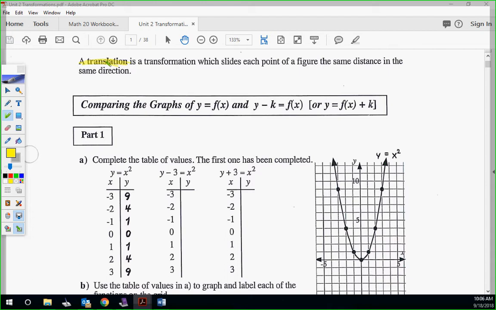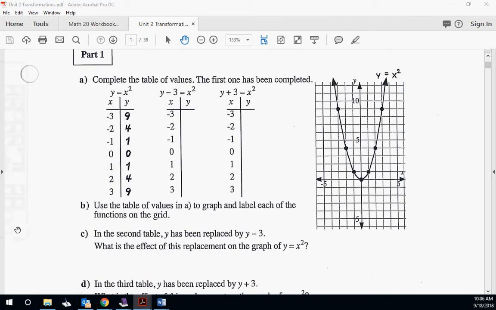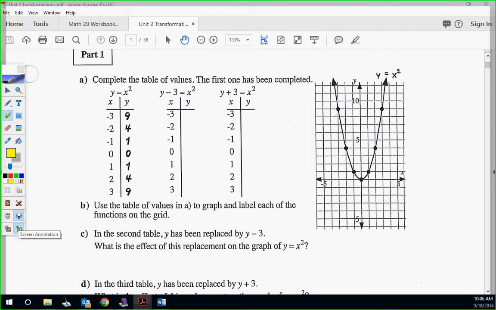Okay? So compare the graphs of y equals f of x and y minus k and y equals f of x plus k. So this is the vertical translation part. So we'll just kind of do this quickly here. I think you guys understand this. If you need some more explanation, please let me know. But if x is -3, -3 squared is 9. If we want y by itself, what's y going to be? Yeah, it's going to be 12.